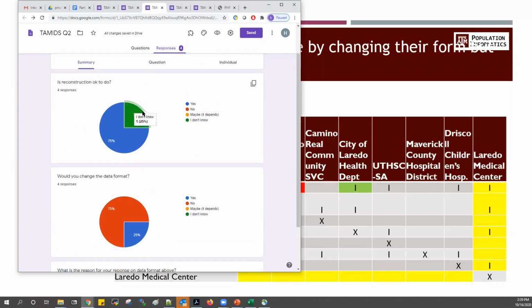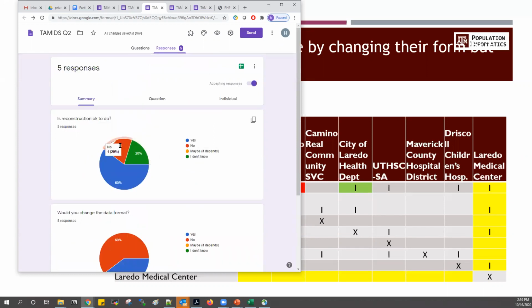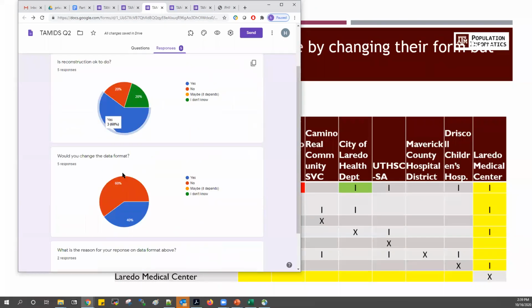So we have now 4 responses, still 1 I don't know, 5 responses. Okay, so we have 1 I don't know, 1 no, don't do reconstruction, that feels weird, and 3 yeses. In terms of changing data formats, we have 2 people who said yes and 3 that said no.